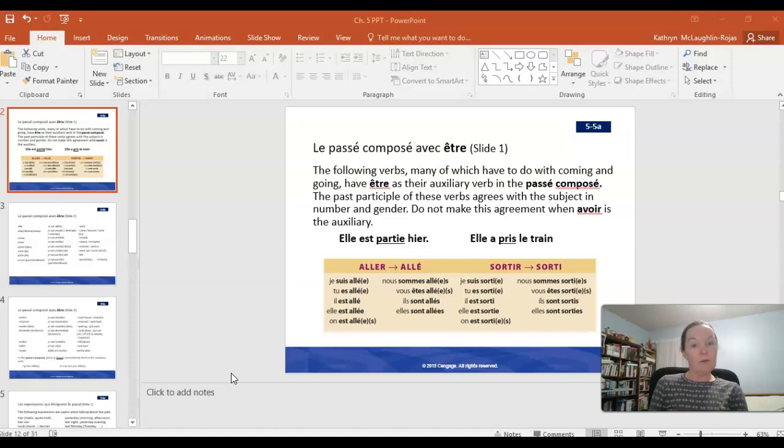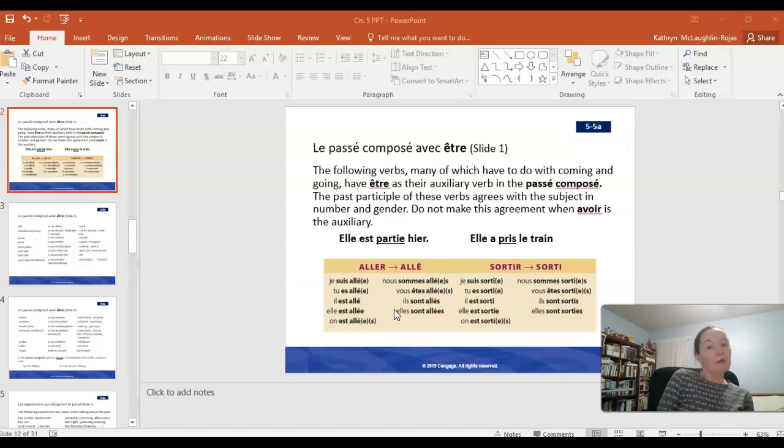Okay, so if you remember, the passé composé is a composed verb. It has two parts, the helping verb and the past participle. So the helping verb in the case of the verb aller and sortir is être. So you need to conjugate être first. So je suis, tu es, il est, elle est, on est, nous sommes, vous êtes, ils sont, elles sont.